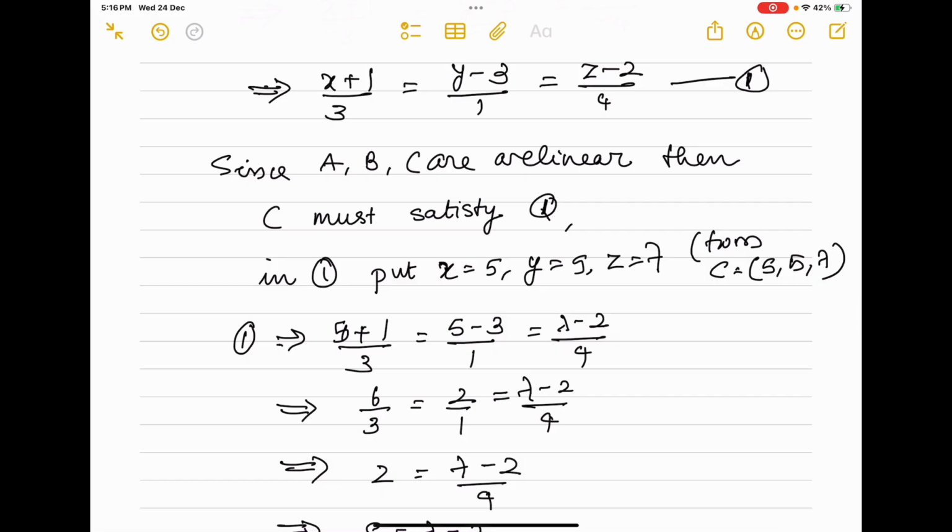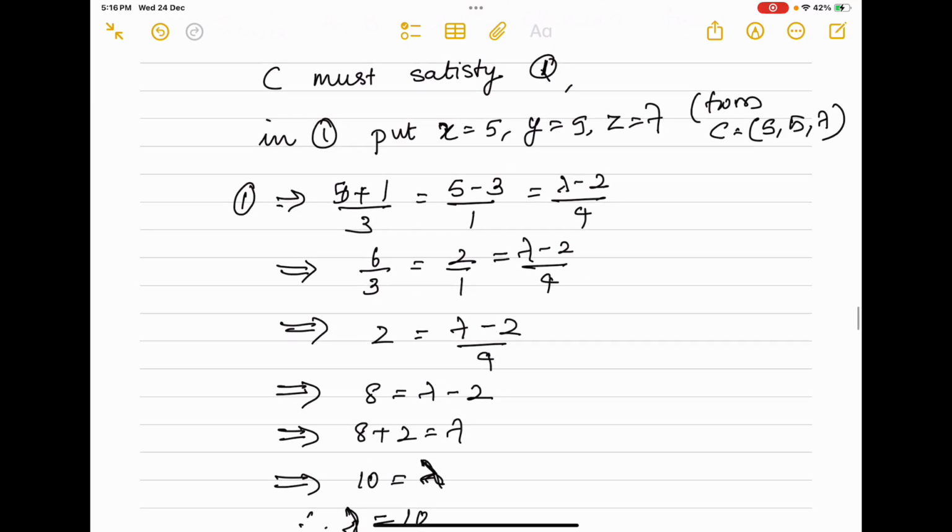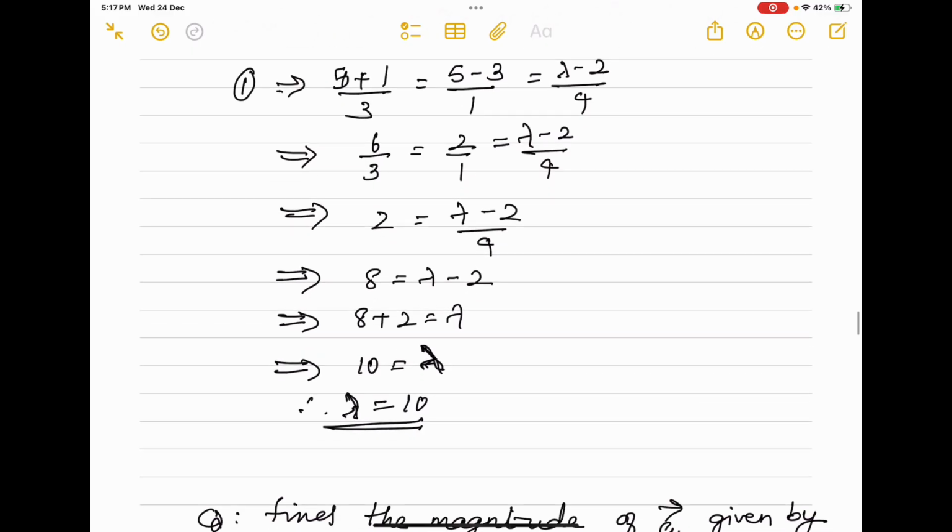In this, 6 by 3 and 2 by 1 both give 2. So 2 equal to lambda minus 2 by 4. Then 4 into 2, 8 equal to lambda minus 2. That is 8 plus 2 equal to lambda. That is 10 equal to lambda. That is, lambda equal to 10. This is a very important question.